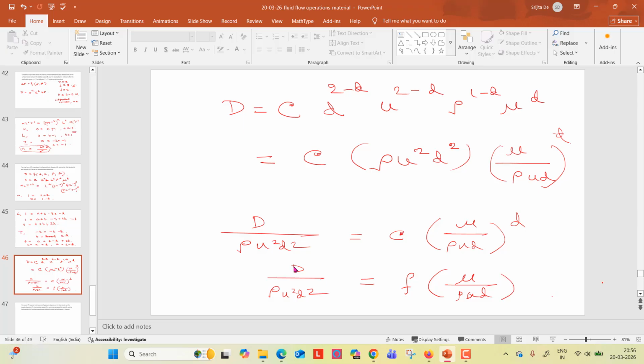or you can write it as a function of rho U D by mu, right? So a function of Reynolds number. So this is what we get from Rayleigh theorem. Okay, next.